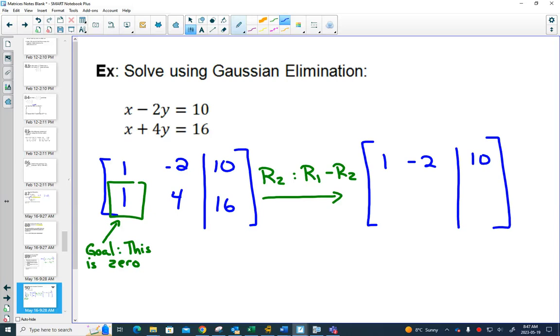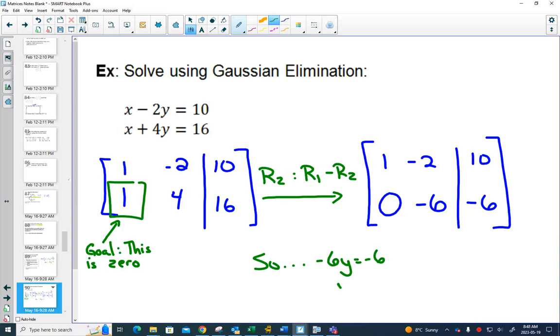So that would be 1 minus 1, which gives me the 0 that I wanted. It would be negative 2 minus 4, which would give me negative 6. And it would be 10 minus 16, which gives me negative 6. What was our goal? To get that to 0. We've done that. So now, what does this mean? Well, this means that negative 6y equals negative 6.